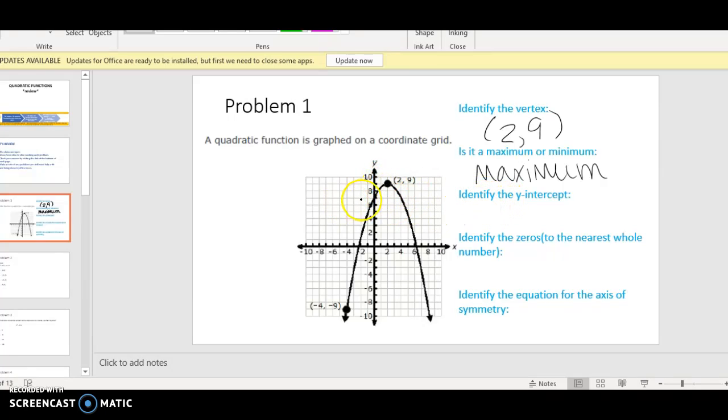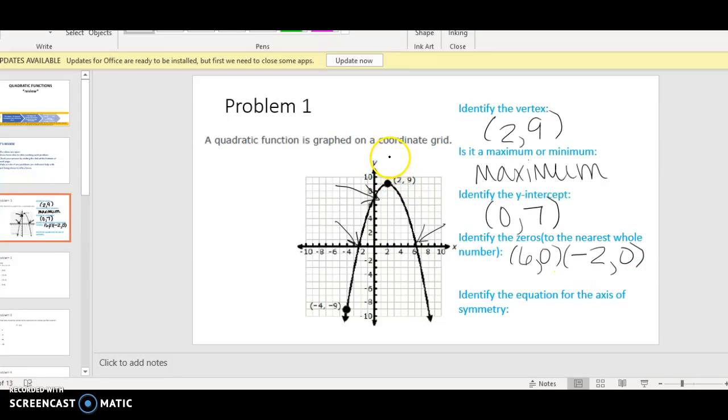Now the y-intercept, so right here where it crosses the y-axis, looks like the point (0, 7). The zeros, remember, the zeros are the x-intercepts, so where it crosses the x-axis. There's usually 2. So in this case, and we're rounding to the nearest whole number just for ease's sake, that would be (6, 0) and (-2, 0).